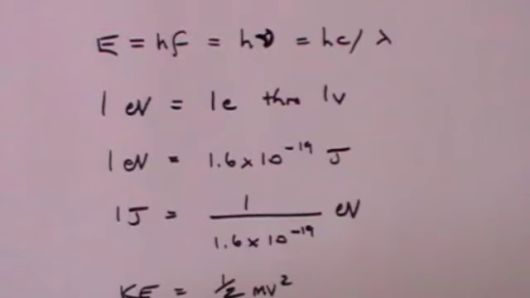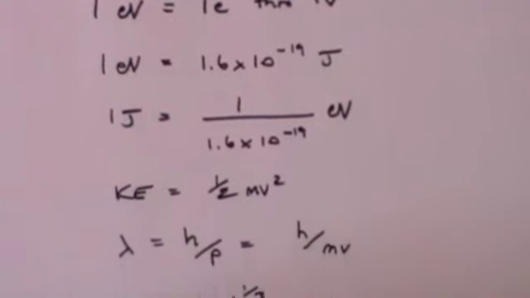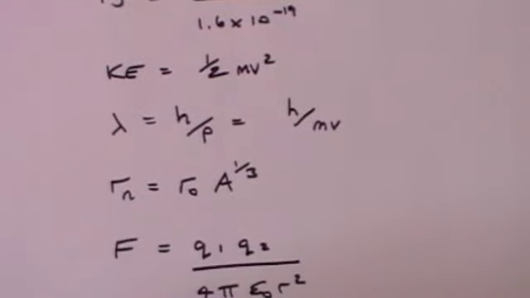Or if you're coming the other way, if you want to convert from joules to electron volts, then you have to multiply by 1 over 1.6 times 10 to the minus 19. Kinetic energy we know is half mv squared.